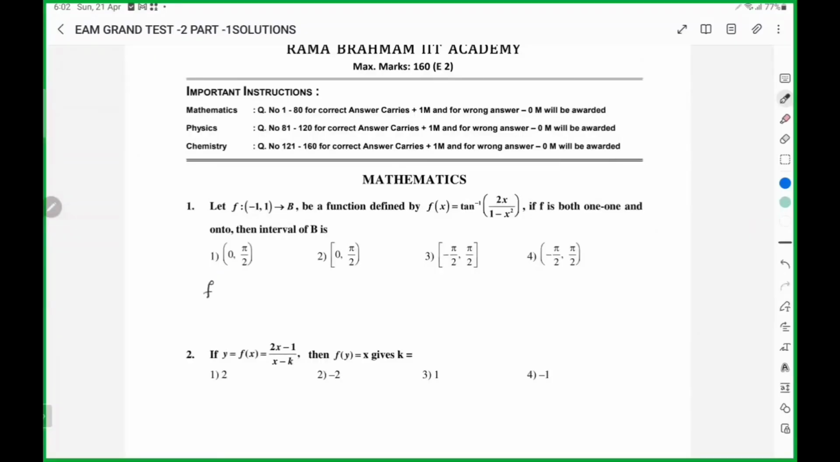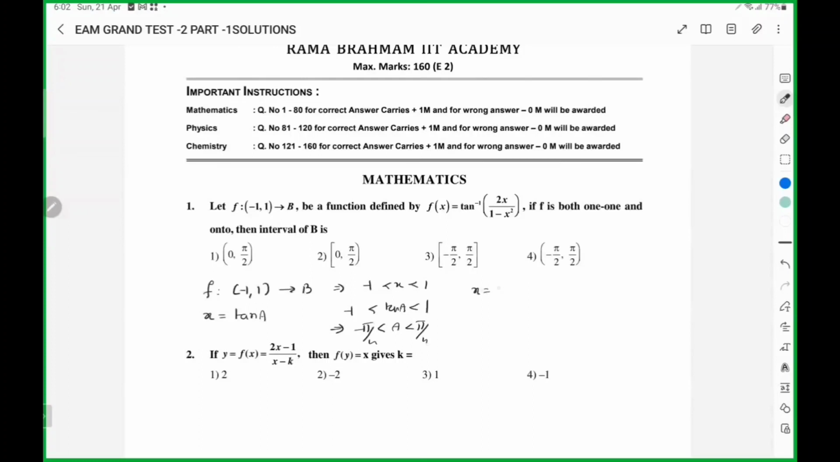f maps from [-1, 1] to B. It means here x lies between -1 and 1. X you take tan A, so then tan A lies between -1 and 1. A lies between -π/4 and π/4.